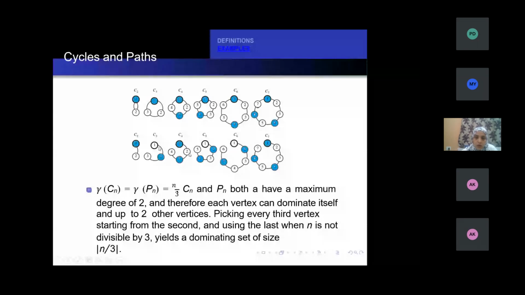So the same thing goes with P4. The domination number, anyhow, will be 2 only. If you take 1 and 3, the domination number gamma G will be 2. If you take 2 and 4, gamma G will be 2.